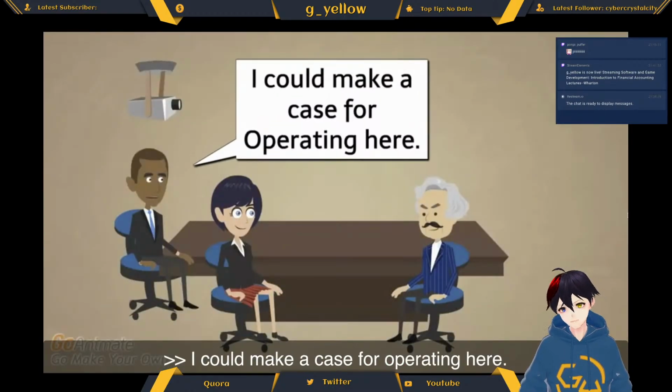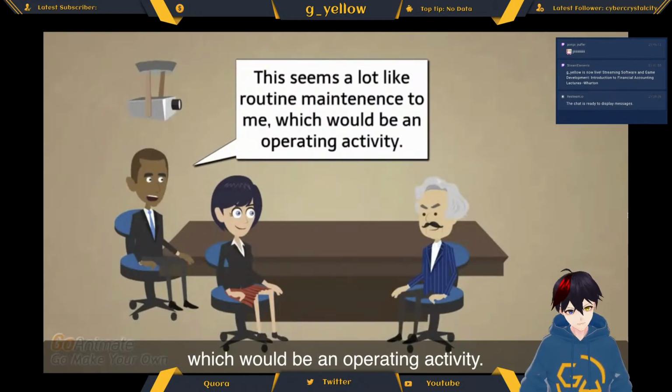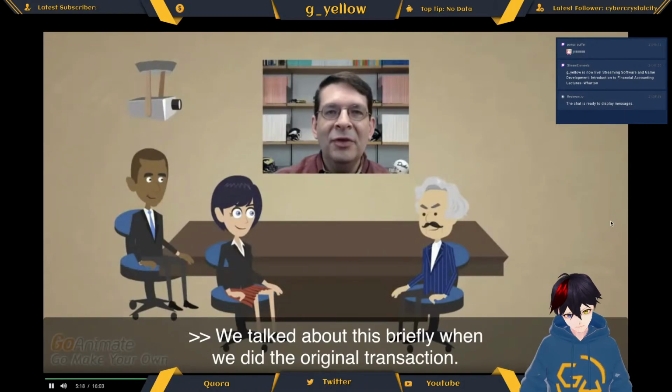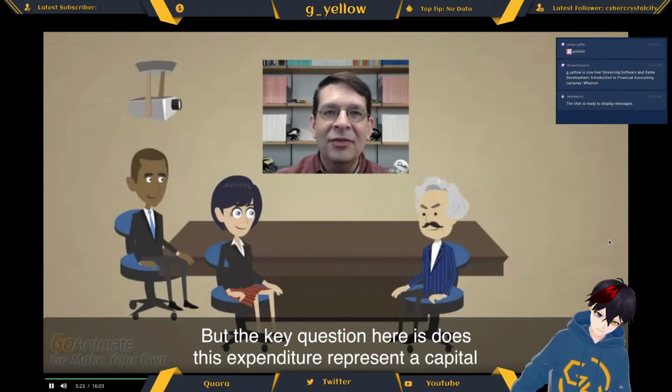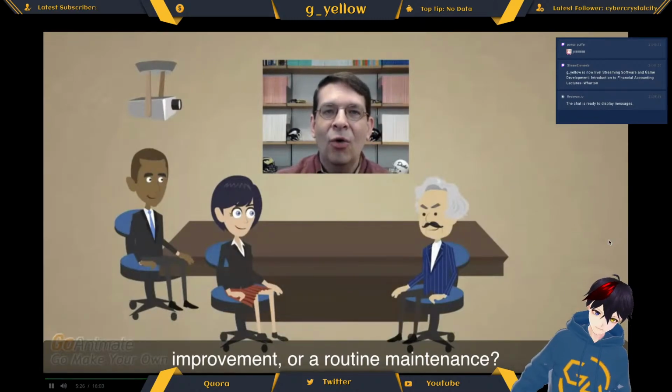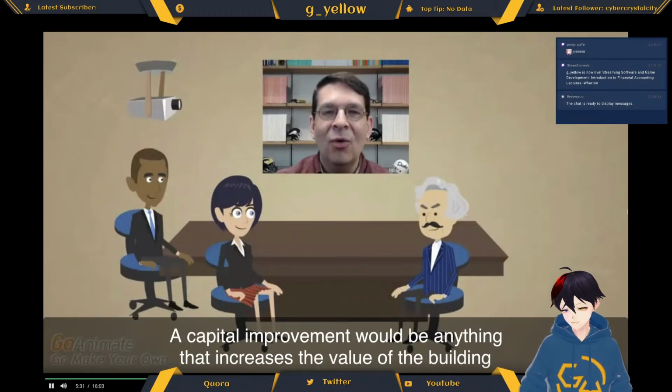I could make a case for operating here. This seems a lot like routine maintenance to me, which would be an operating activity. We talked about this briefly when we did the original transaction, but the key question here is, does this expenditure represent a capital improvement or routine maintenance?